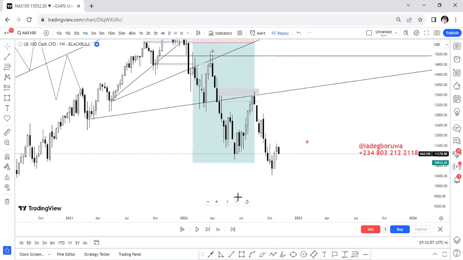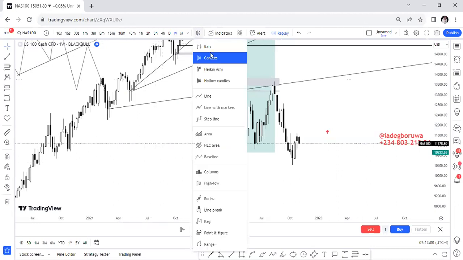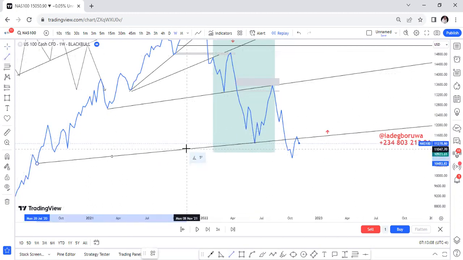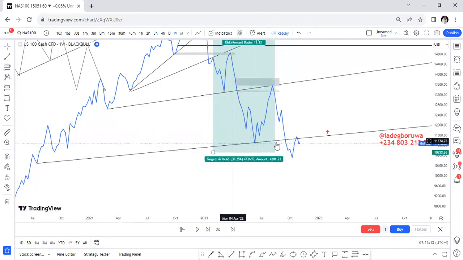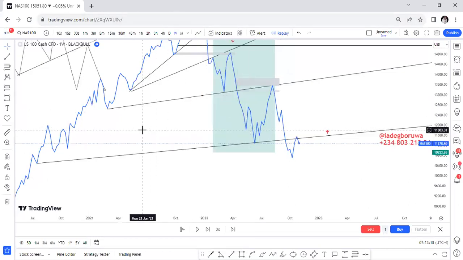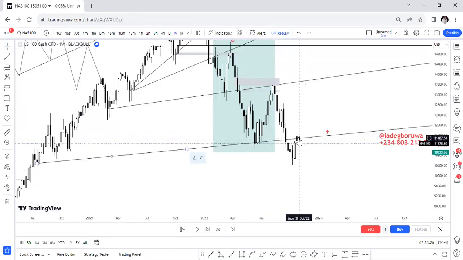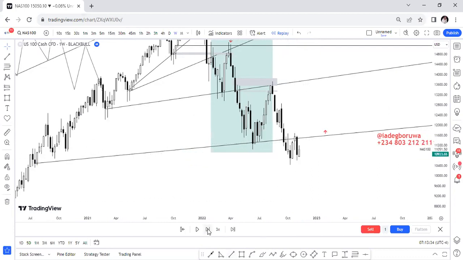Do we have any new ones in there? Let me check my line chart. There's a new one. Wow, great, I see that. So we have another good opportunity to sell. Trend. Can you see it? This is an engulfing candle.